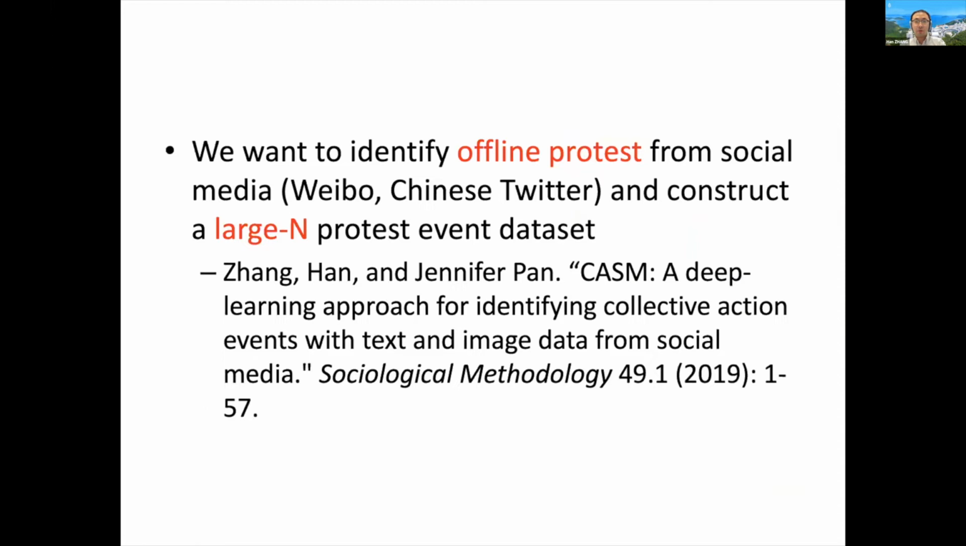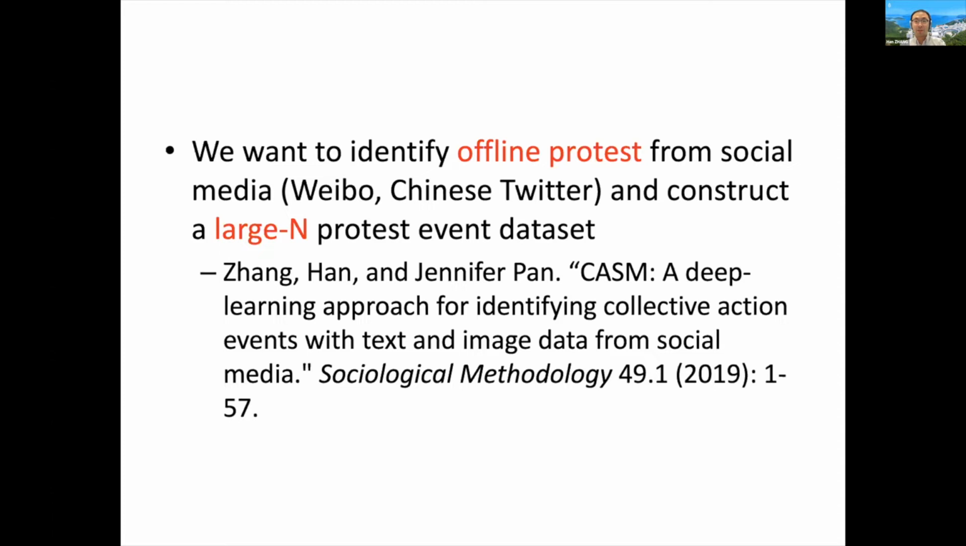And our goal is to construct a large prototype data set so that we can use it to do some quantitative analysis. This is the article I mentioned. But let me tell you that we first tried a text-only approach. That is, you build a supervised text classification to say what people talk about and whether they're about a protest, an offline protest, or not.